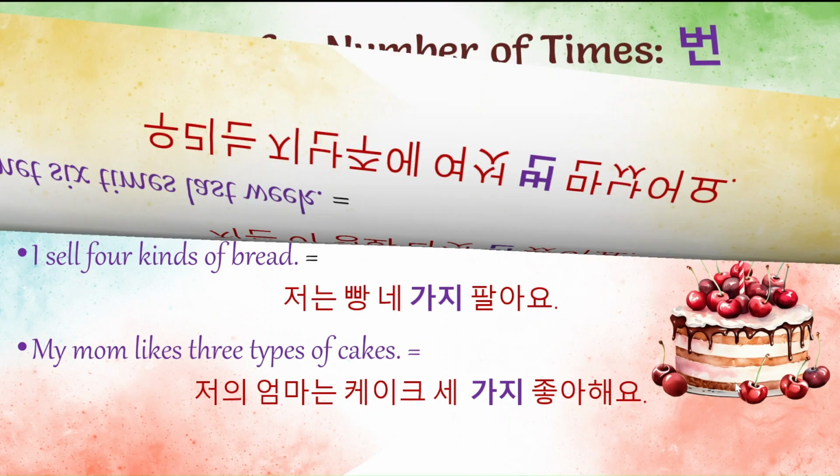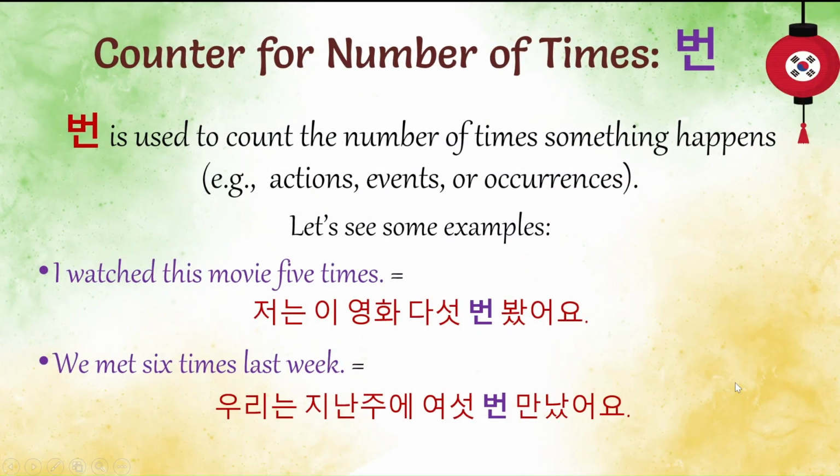Now let's look at the next counter word, and that is the counter for number of times. It is 번. 번 is used to count the number of times something happens. Okay, it could be an action or an event or any occurrence. So the number of times an action has occurred is indicated with the help of this counter 번. Let's look at the examples.